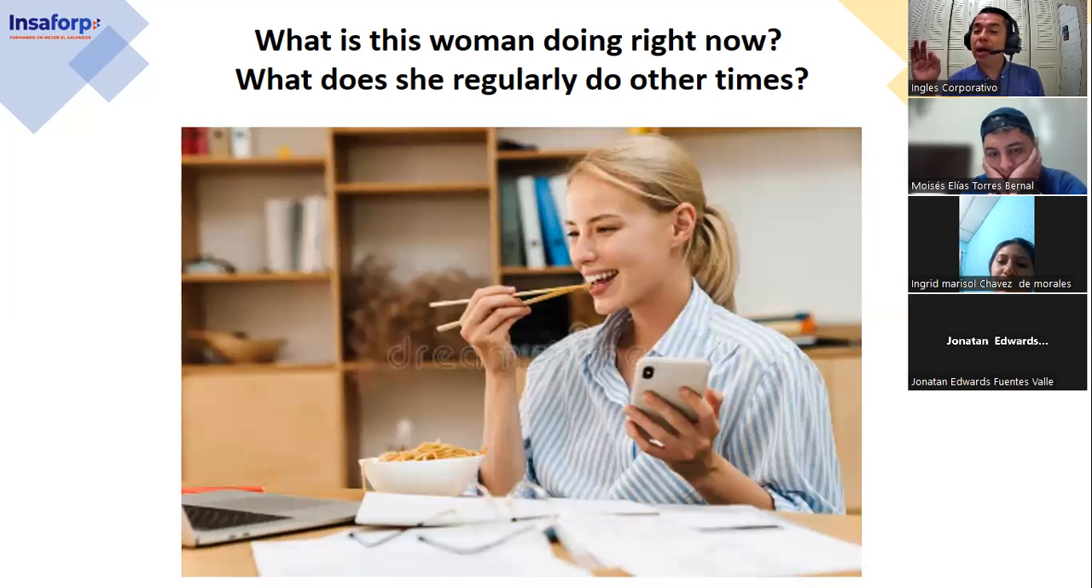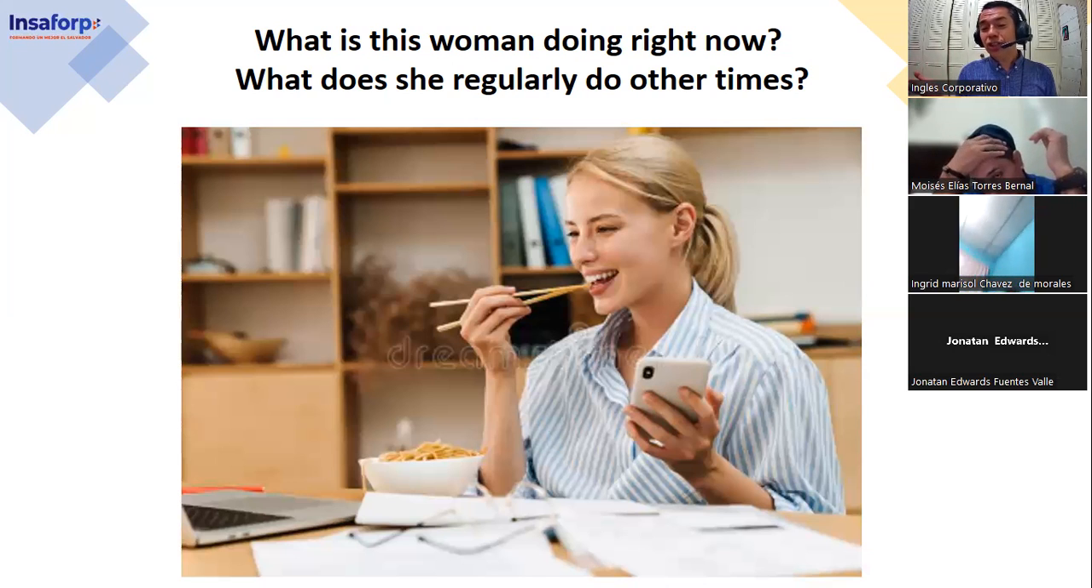Notice, she drives. No, she is driving, no, porque no está manejando. ¿La ven manejando aquí? No. Pero regularmente sí lo hace, maneja, she drives. She drives every day. Yes. Excellent. Very good. Thank you, Jonathan.